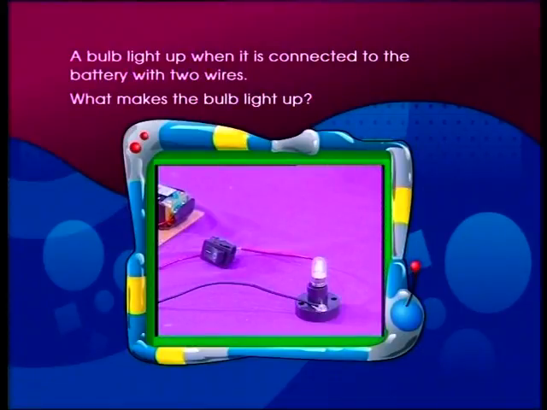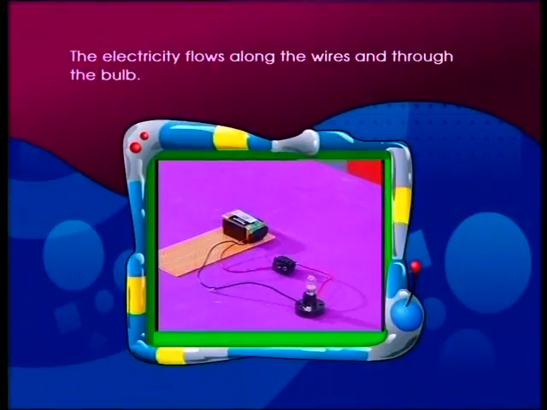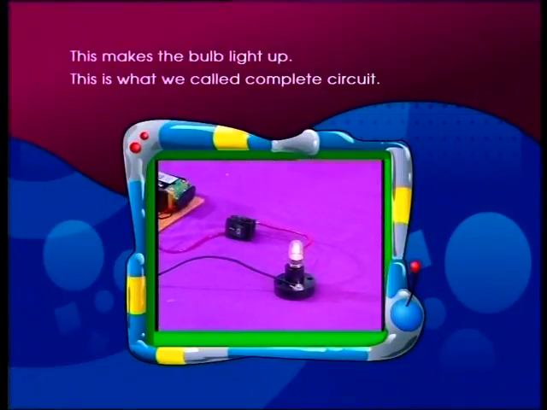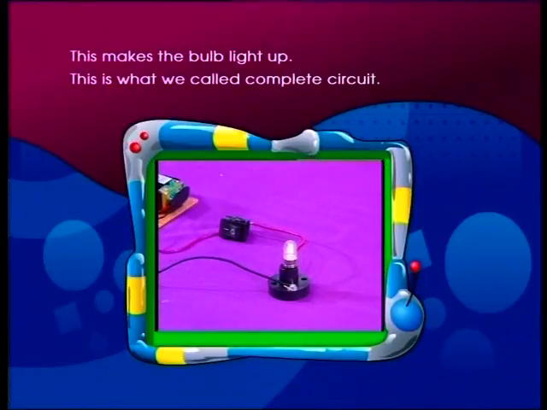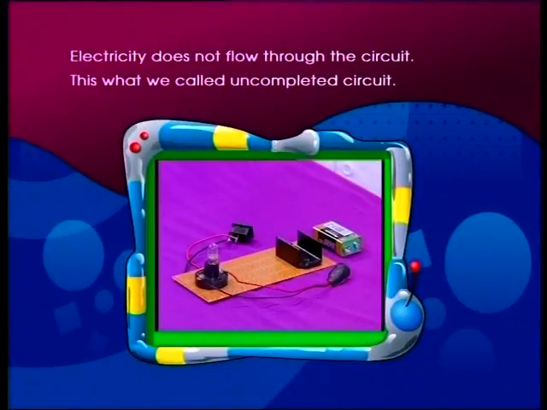What makes the bulb light up? The battery produces electricity. The electricity flows along the wires and through the bulb. This makes the bulb light up. This is what we call a complete circuit. If we remove the wires, the bulb does not light up. Electricity does not flow through the circuit. This is what we call an incomplete circuit.